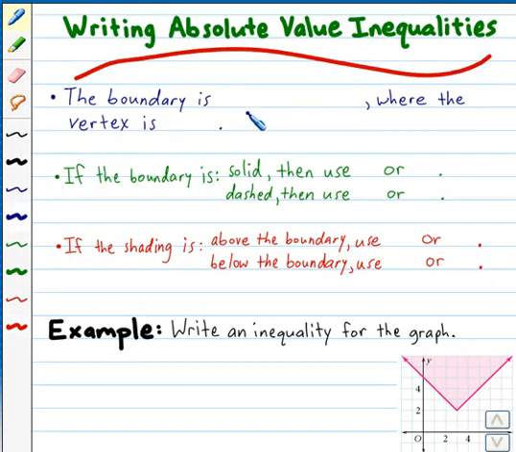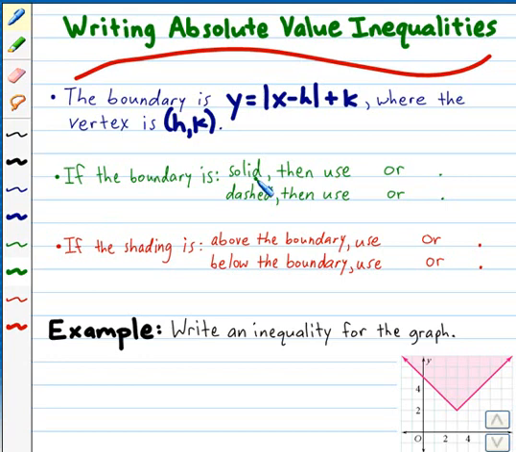When looking at the graph of an absolute value inequality, the boundary is the equation y equals the absolute value of x minus h plus k, where the vertex is the ordered pair h, k.